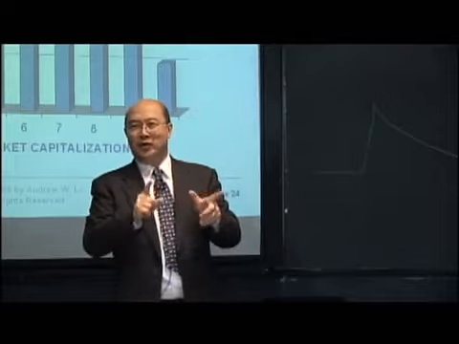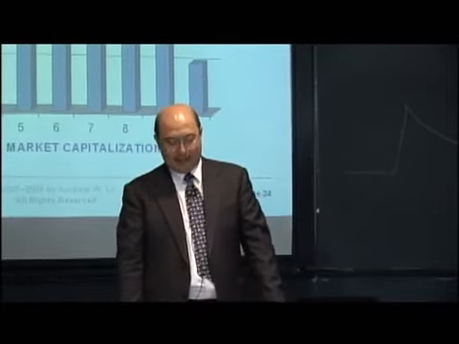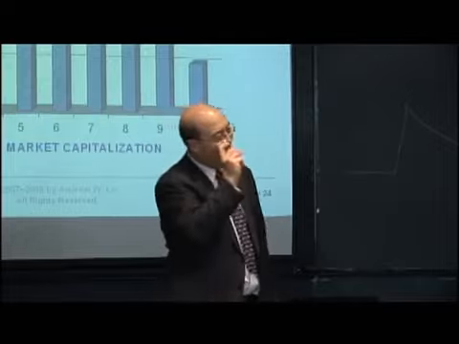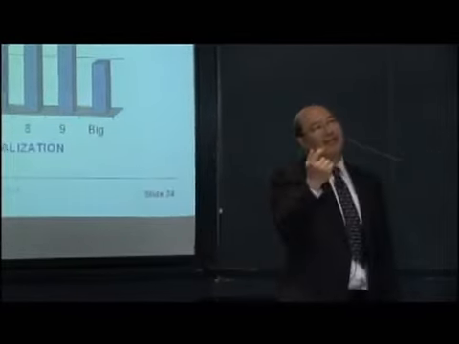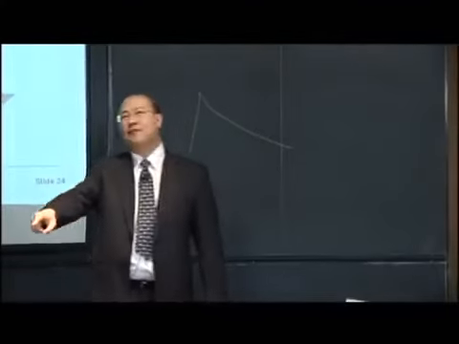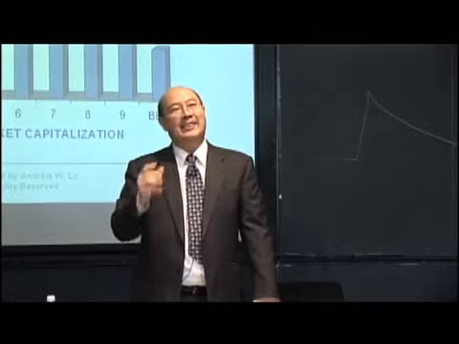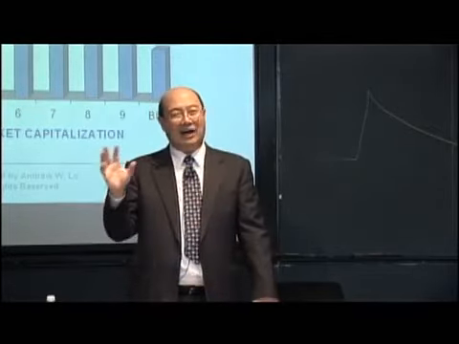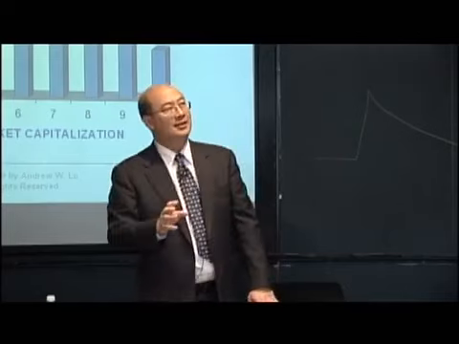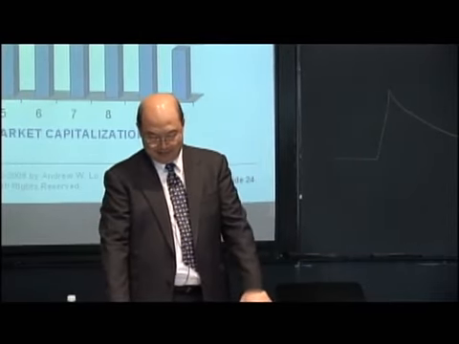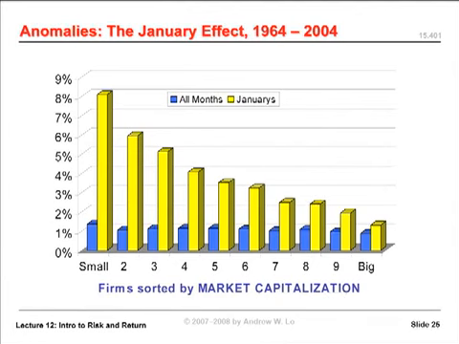Now, you want to know what's weird about this? What's weird about this picture is that I'm going to change the sample ever so slightly. What I'm going to do is I'm going to compute this graph only for the month of January, and then for all the other months outside of January, okay? And I'm going to show you what happens. The yellow bars, those are the January returns. And the blue bars are all of the non-January returns.